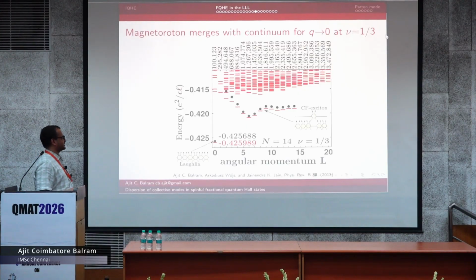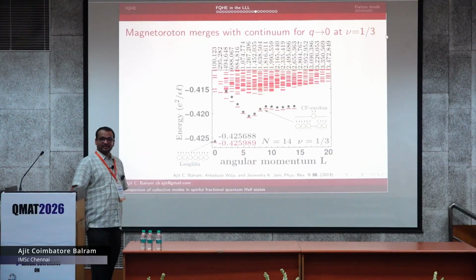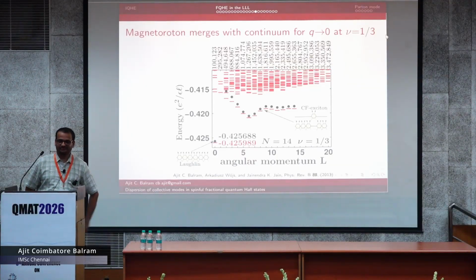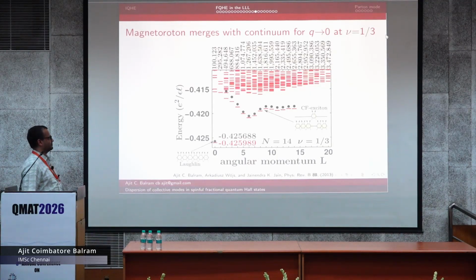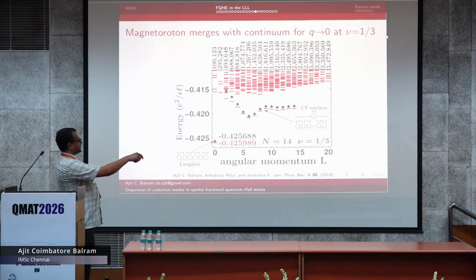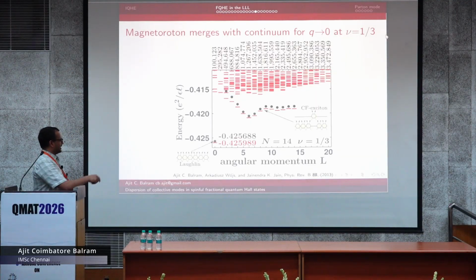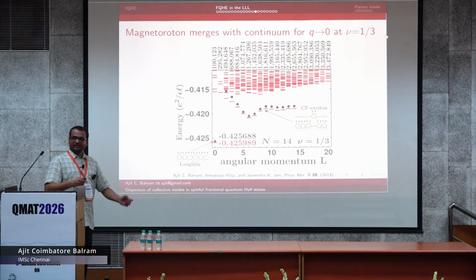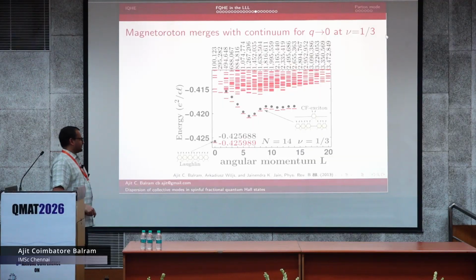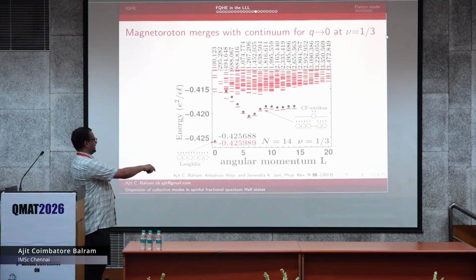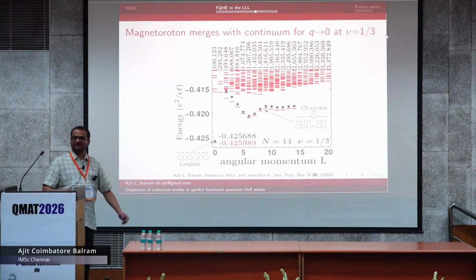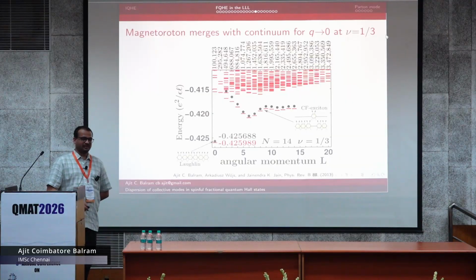So how about excitations? Here's a spectrum for filling factor 1/3. This is the largest system that we can do for filling factor 1/3, about 14 particles. These dashes are obtained from exact diagonalization, and these dots are obtained from composite fermion theory. The ground state is just the Laughlin state, and its energy agrees with the exact energy to like 4 decimal places. That's how good an agreement you have.